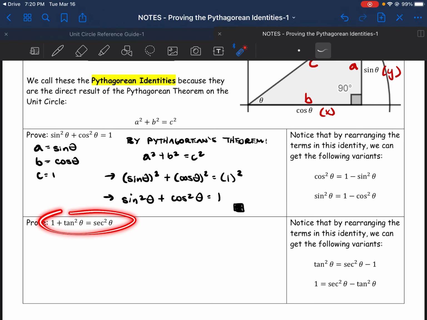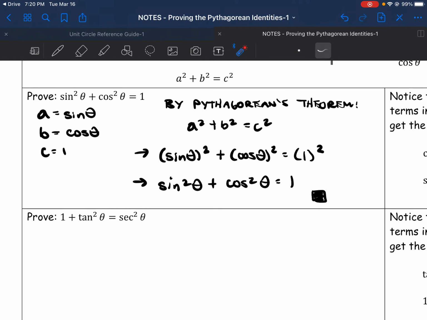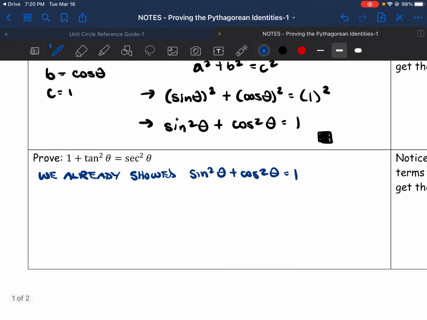Now let's prove that 1 plus tangent squared of theta equals secant squared of theta. And what we're going to take note of, well, let's go ahead and take what we've already proven and just mess around with it. So we already showed that sine squared of theta plus cosine squared of theta equals 1. So let's take that result and now let's use it. So sine squared of theta plus cosine squared of theta equals 1.